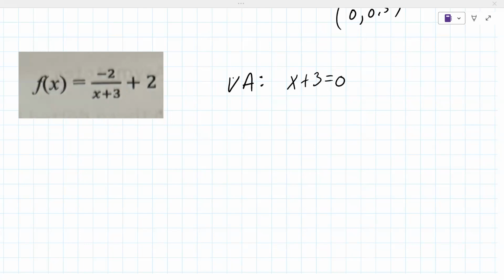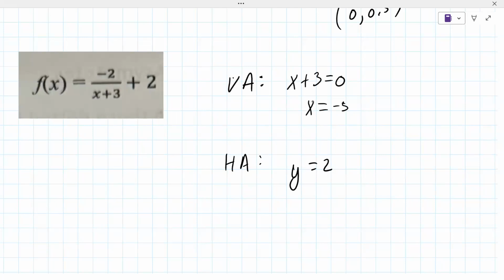X equals -3. Yep. Okay, what is the horizontal asymptote in this problem? The horizontal asymptote is 2. Y equals 2. It's not just a number, it's an equation. Okay.